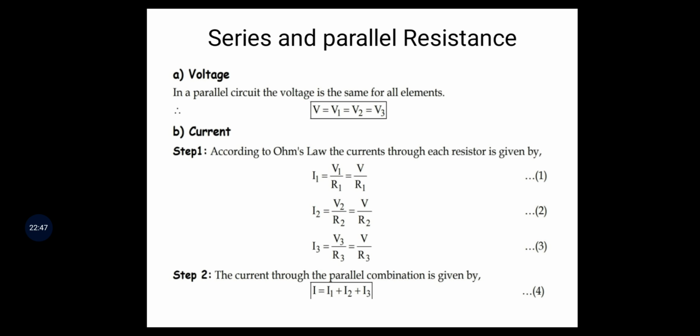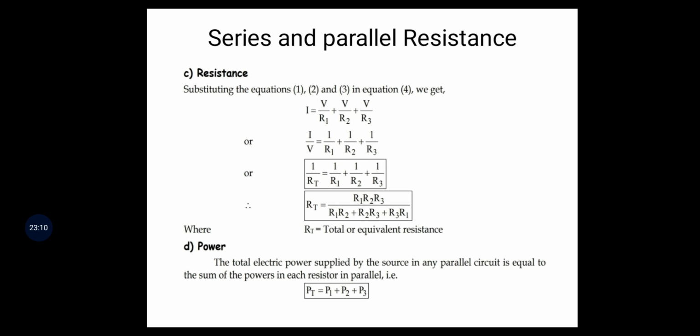The current through the parallel combination is given by I equals I1 plus I2 plus I3. Then we calculate the resistance. Here I equals V by R1 plus V by R2 plus V by R3.